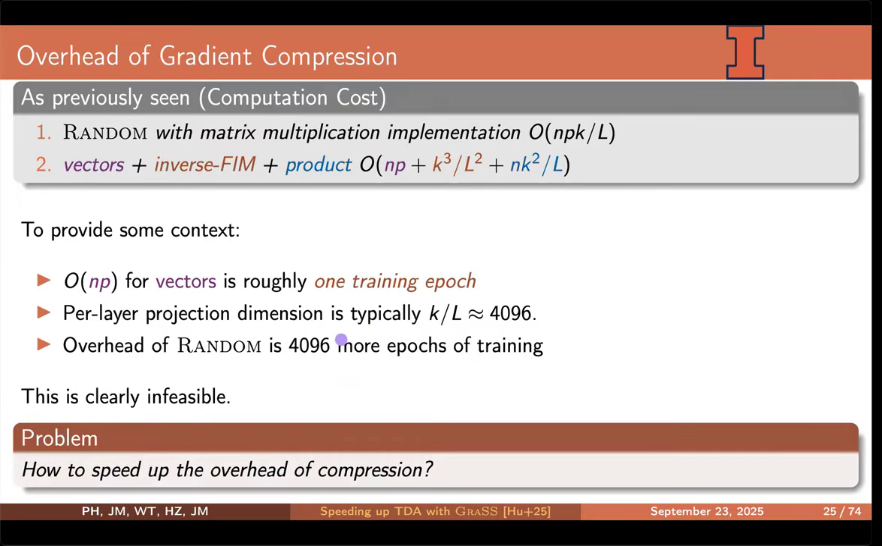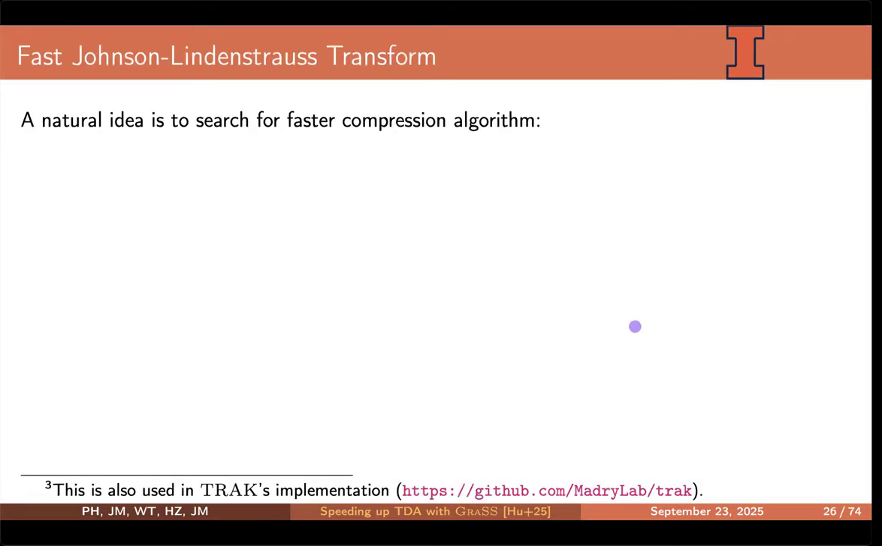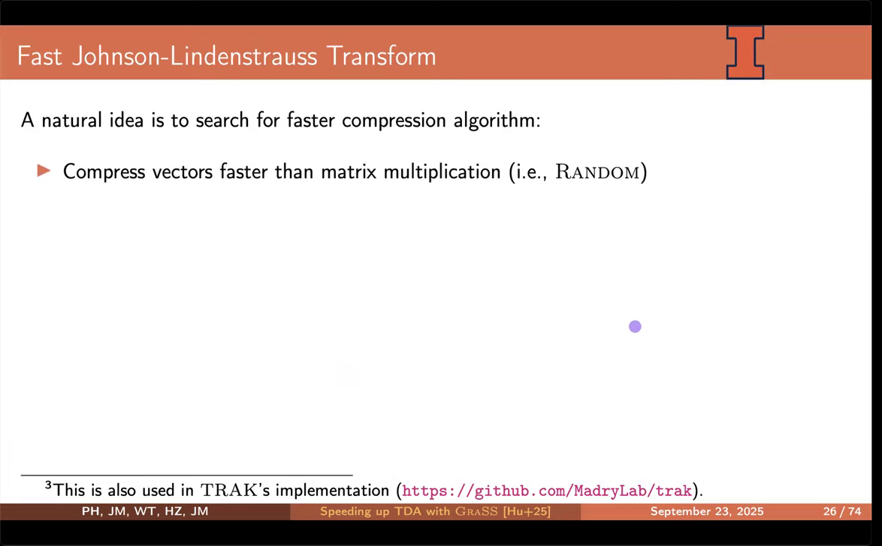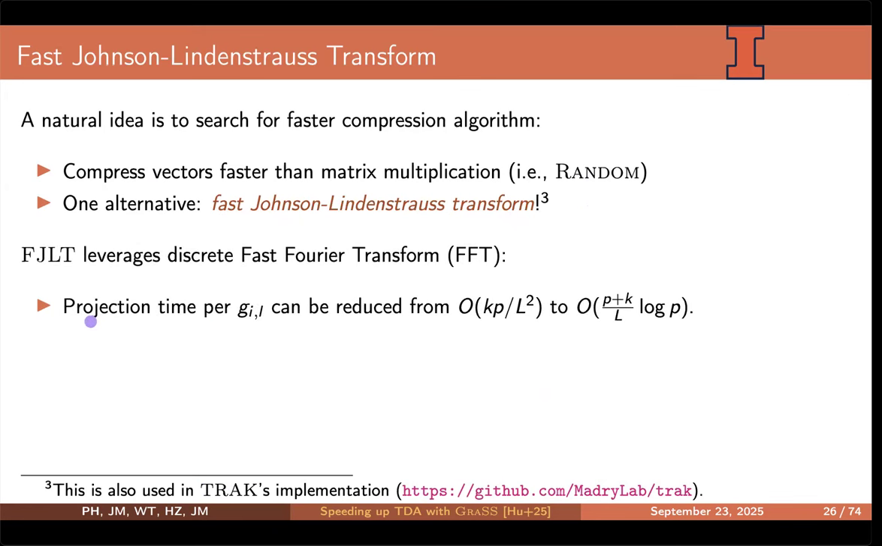So how do we speed up the overhead of compression? This now becomes our main bottleneck, and the natural idea is to search for a faster compression algorithm. There are a lot of compression algorithms that are faster than random projection. One famous alternative is the so-called fast Johnson-Lindenstrauss transform, which you can check out. Basically, it reduces the projection time per layer down to this expression.